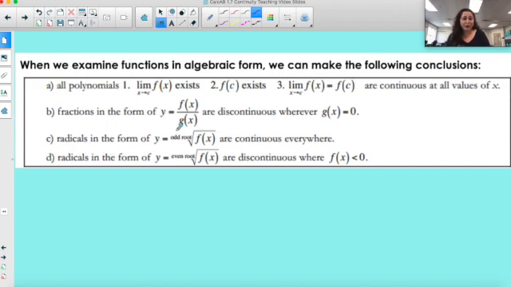Radicals: if it's an odd root, like a cube root or fifth root, it'll be continuous everywhere. If it's an even root, remember the square root, like 2 or 4, the square root of a negative number is imaginary, so that won't show up on a graph. So it's only continuous where the radicand is not negative. But the key thing to know: polynomials, always continuous. Fractions, everywhere continuous except for where the denominator equals 0.